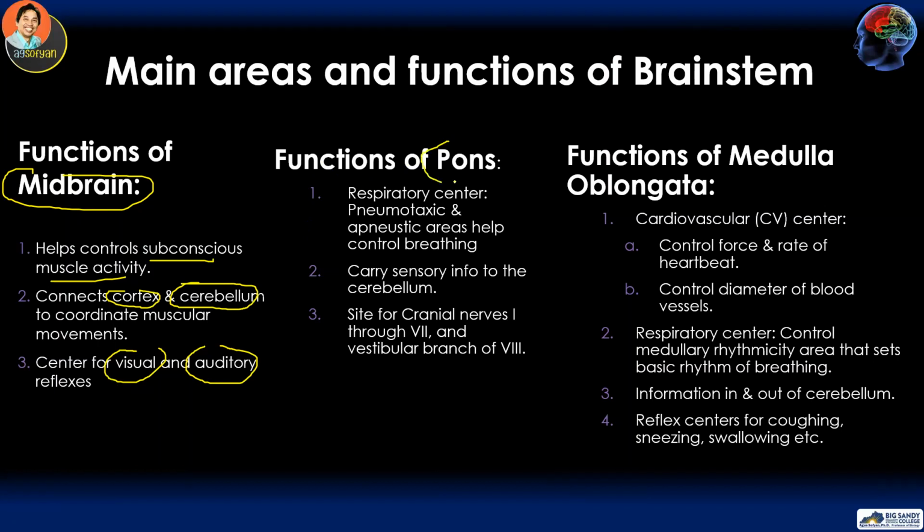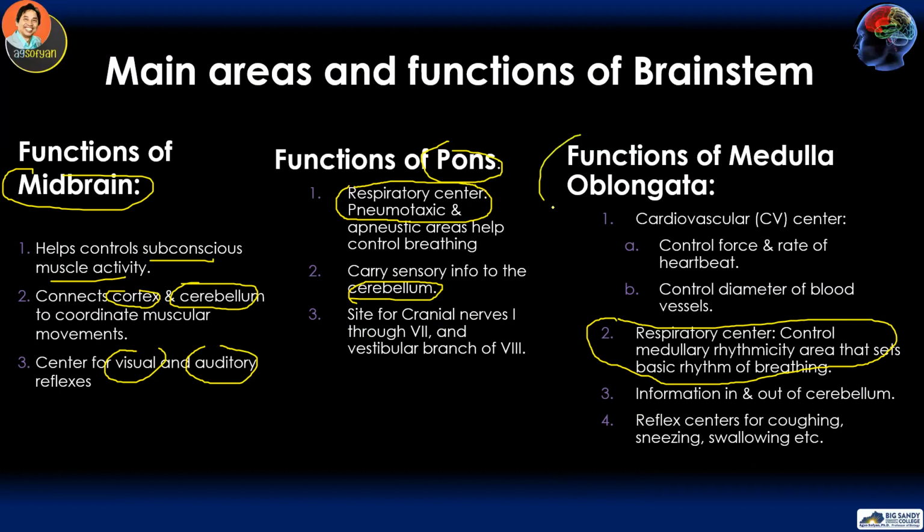And then the pons, this is the biggest part. This is to control our respiration, especially during forced respiration, because the normal control of respiration will be in the medulla oblongata. So that is the one that controls normal breathing. The pons is also used to carry some sensory information to the cerebellum from the spinal cord. And it has some cranial nerves that go to the side.